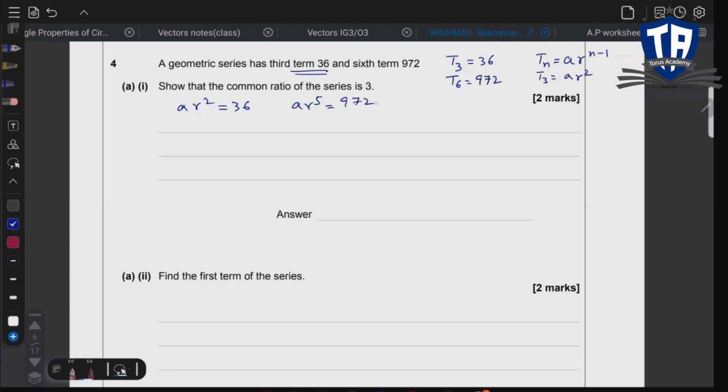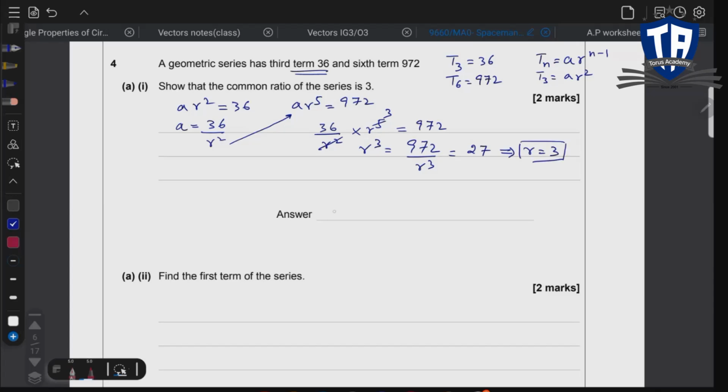Show that the common ratio of the series is 3. It means we need to find the value of R. If we make A the subject, it is 36 over R squared, and we plug this value into the other equation. It is 36 over R squared times R power 5 is equal to 972. R cubed is equal to 972 over 36, which is equal to 27, and taking the cube root, you'll get the value of R is equal to 3.